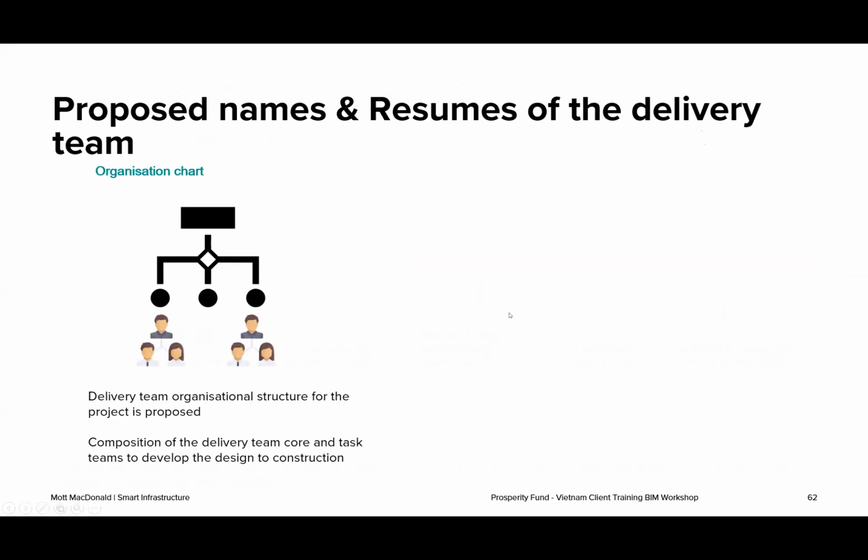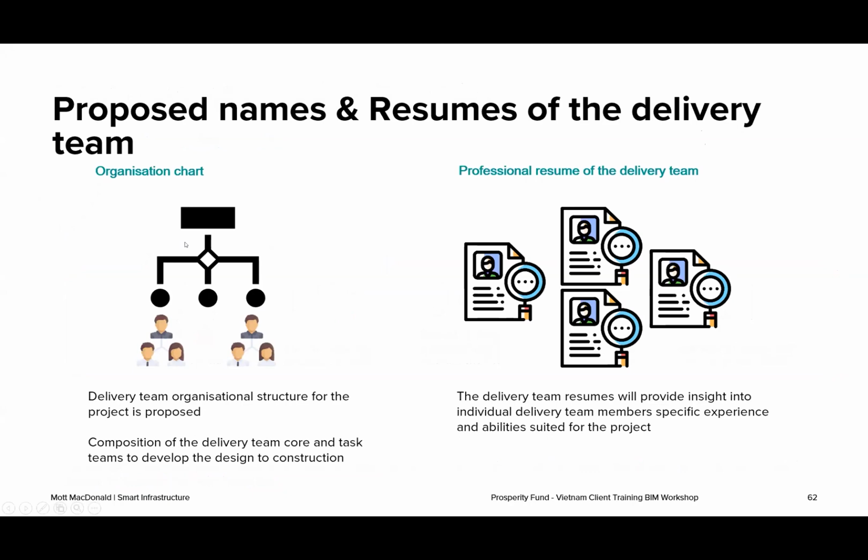Okay, so the first bit is the delivery team. So within the execution plan, you'd expect to see an organization chart that shows the full delivery team. So this might be formed of one design consultant or multiple design consultants, and you'd expect them to be split into either different task teams for packages of work or disciplines, or however the project's set up. But you'd also expect to see some specific BIM roles and responsibilities. So things like a BIM manager or BIM coordinators or modelers would be referenced in the organization chart. And for those people, you'd want to see some CVs or resumes to demonstrate that they've got the capability to deliver the BIM requirements that have been specified on the project.